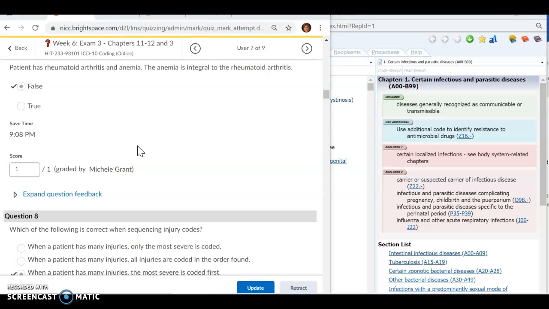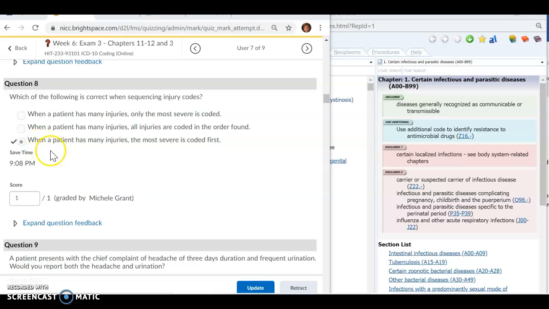Patient has rheumatoid arthritis and anemia. The anemia is integral to the rheumatoid arthritis. This is false. The reason that this is false is because anemia and rheumatoid arthritis really don't have anything to do together. If somebody has them, it doesn't necessarily state that when I have rheumatoid arthritis, I have anemia, or if I have anemia, I'm going to get rheumatoid arthritis. So they're really two separate things, and it is not integral. So if you have both of these, you should code both of them.